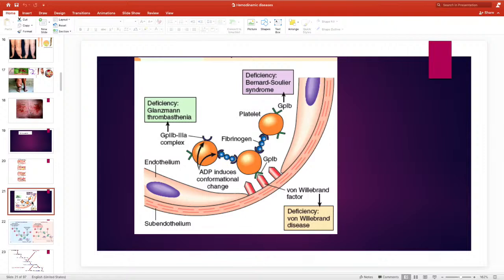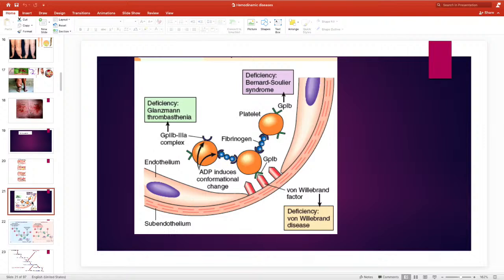Because if the thrombus cannot adhere to the blood vessels, this is an embolus, we know. So for thrombus formation, they stick with each other with glycoprotein 2B3A and with glycoprotein 1B with von Willebrand factor. Second, it's not sufficient. For coagulation we also need specific coagulation factors. Most of them are synthesized in the liver, and I will discuss this with you.